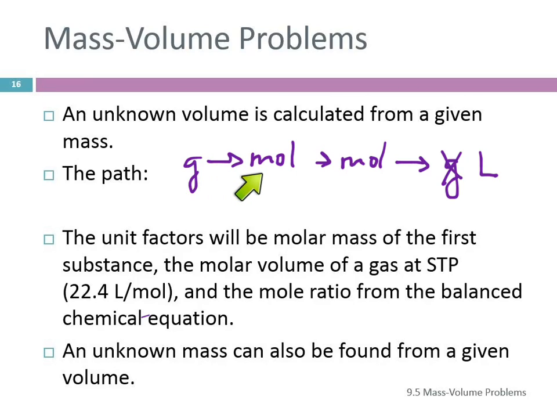Grams to moles, you use the molar mass for the conversion factor. Moles to moles, you use the coefficients from the balanced chemical equation. Moles to liters of gas is the 22.4 liters per mole, the molar volume of a gas at STP. So we can use a mass to find a volume of gas at STP. We can also do it the other way around. We can start with a volume of gas at STP and find the mass of something.